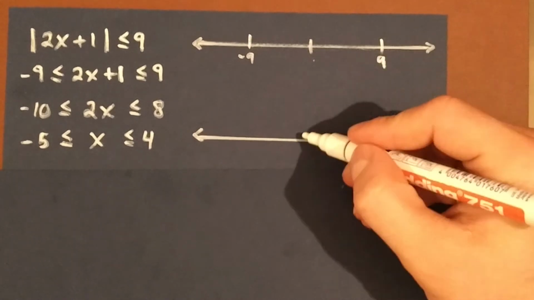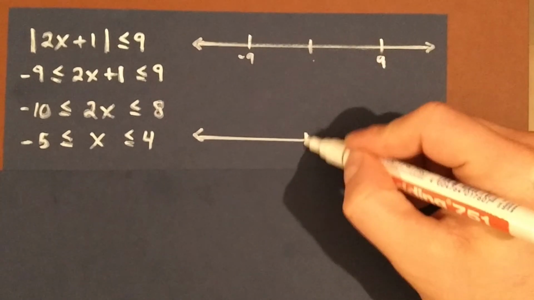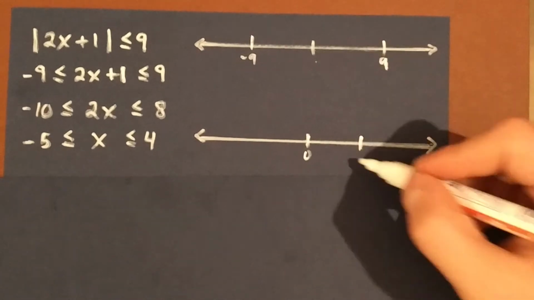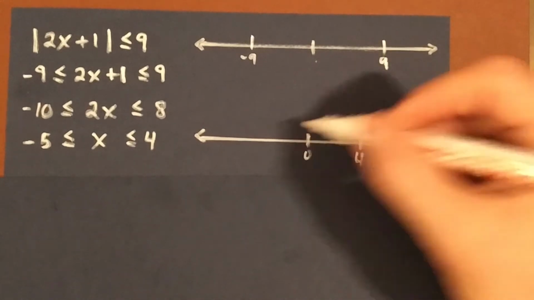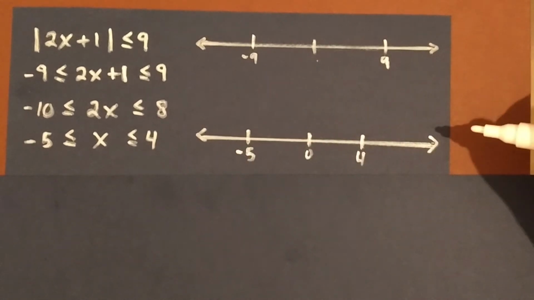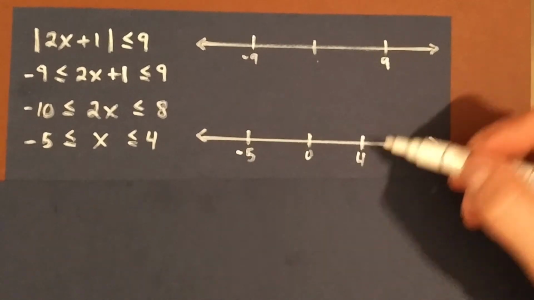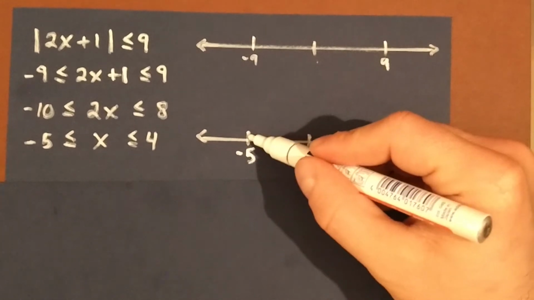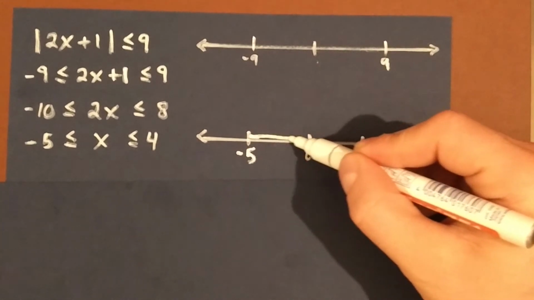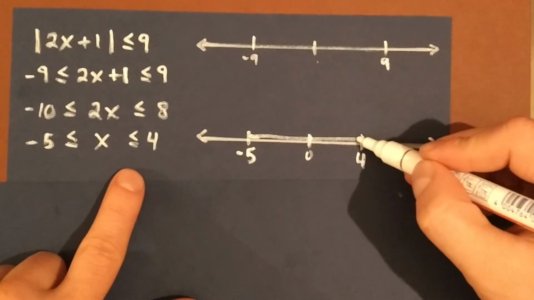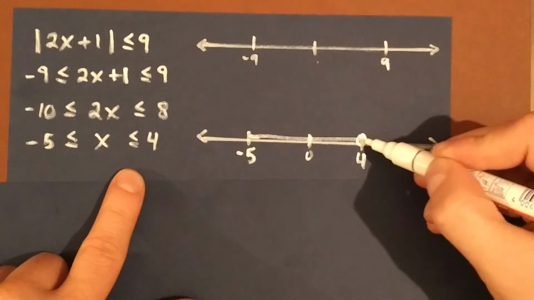And so we'll graph that here. 0. And we'll do 4 here. And negative 5. So it's all the values between 4 and negative 5. And it's greater than or equal to, so these values are included, so we'll color in the circle.